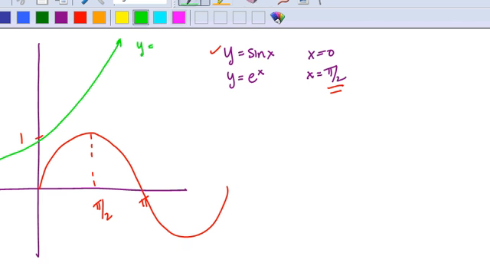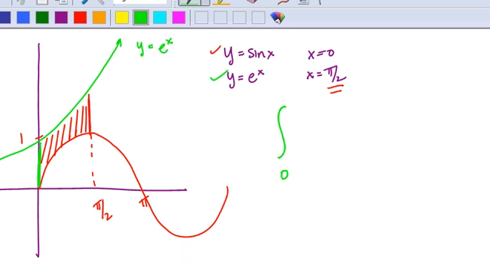And notice these graphs don't intersect, but we do know that we want to find the areas bounded by all 4 of these. So x equals 0 is this one right here, and x equals pi over 2 is this line right here. So the area in between all 4 of these is this area right here. So that means the green is definitely on top, and the left and right bound are already defined.